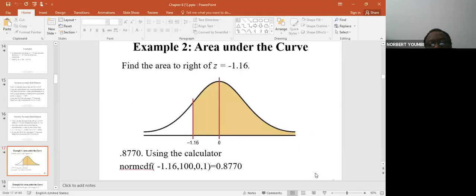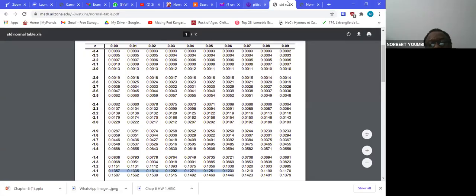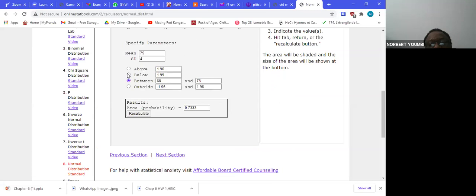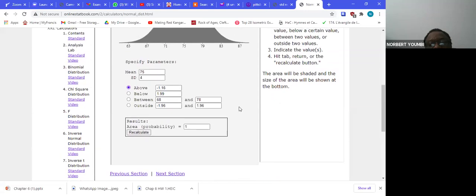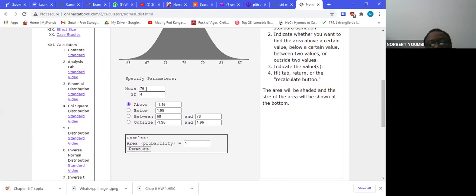This is for using the table for area to the right. Find the area to the left, and subtract it from 1. You could use the Google calculator for this as well. In the Google calculator, we want area to the right or area above. Area to the right of negative 1.16. We have to change this. Always remember to change this. If it is the standard, the mean is 0 and the standard deviation is 1. When you hear standard table, the mean is 0 and the standard deviation is 1.